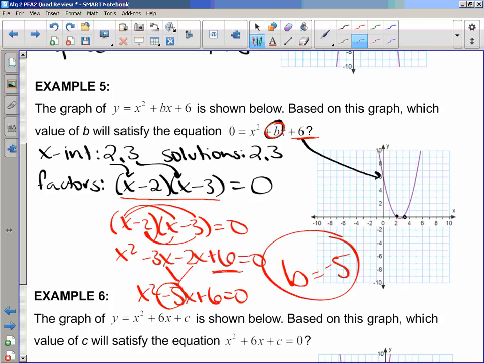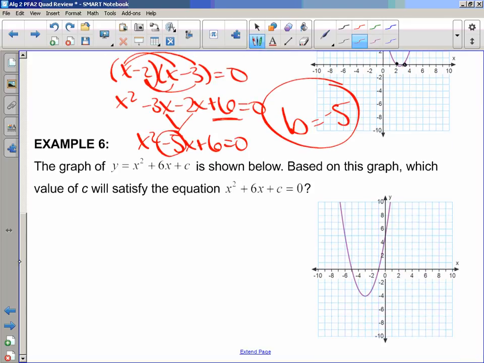Okay? So again, in a nutshell, what I did, if I want to find b, that middle term here, that's going to be connected to my x-intercepts, which I did first. Remembering that when I turn them into factors, it's the opposite sign. And then I just multiplied out and identified the right term.